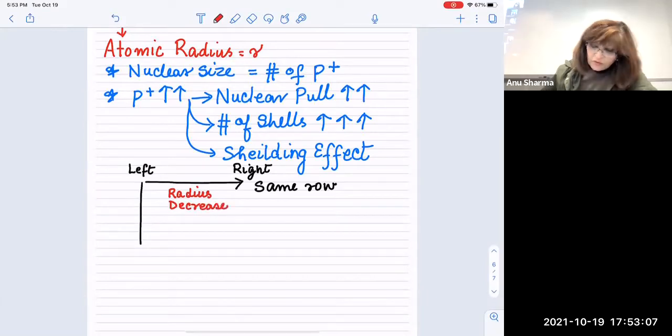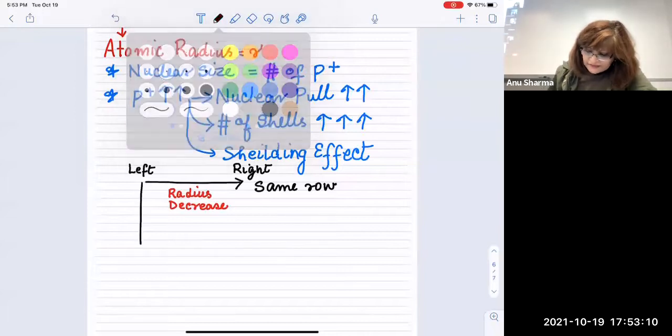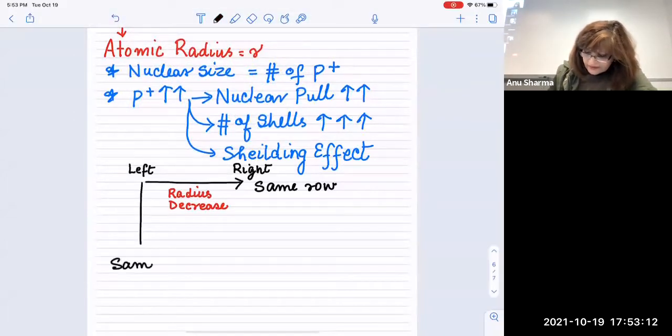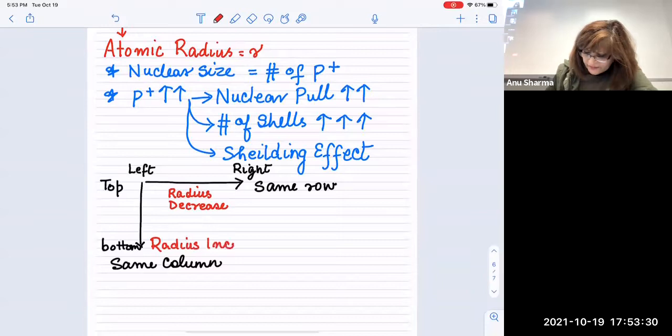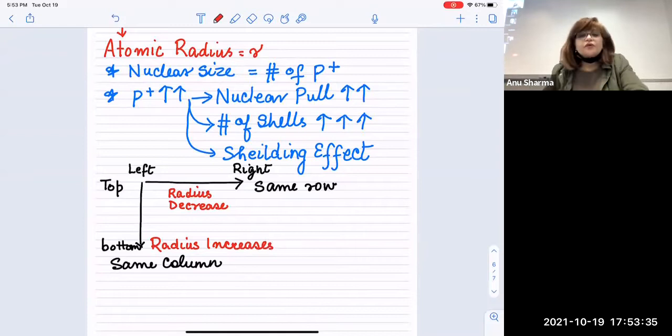And when you go in the same column, from top to bottom, the size increases. So the radius increases. Okay, radius increases. So in this case, let us look at some of these elements.